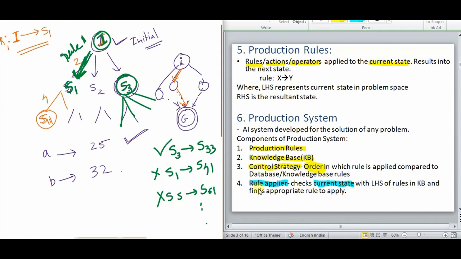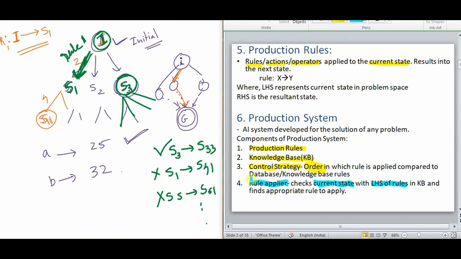Correct? So what does the rule applier do? The rule applier checks the current state with the left hand side of the rules in the knowledge base, and finds the appropriate rule to apply. So these are the major 4 components of any production system.